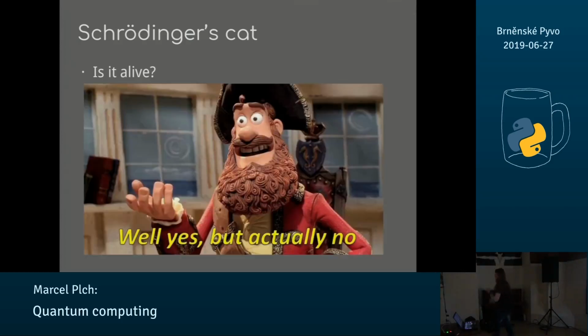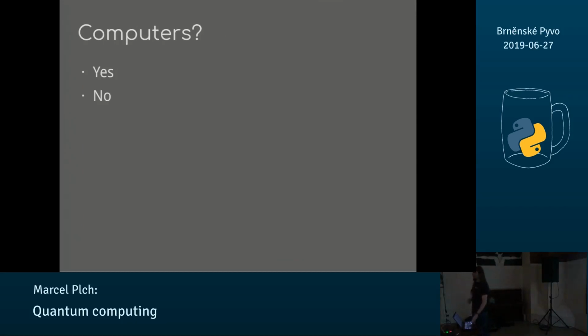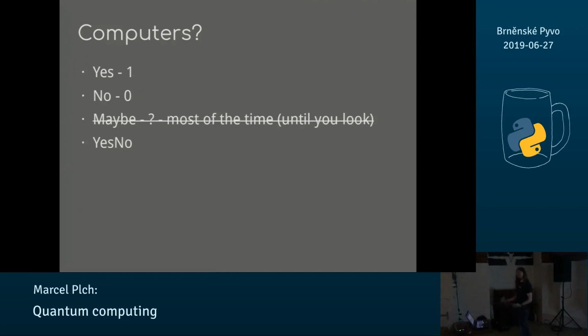Alright, so to explain this weird behavior, we first have to ask the question: what can computers do? What do we like them for? And I think that it is because there is really precisely given what is yes, what is no, and that will be either 1 or 0. But in a quantum world, there is a maybe, which we don't really know how to represent. And in a quantum computer, it's most of the time, which could be quite annoying. It's not really a maybe, it's more of a yes, no. There is no maybe in a quantum world.